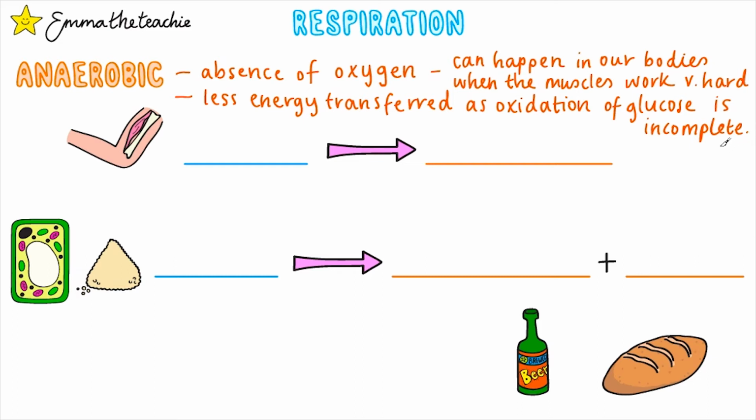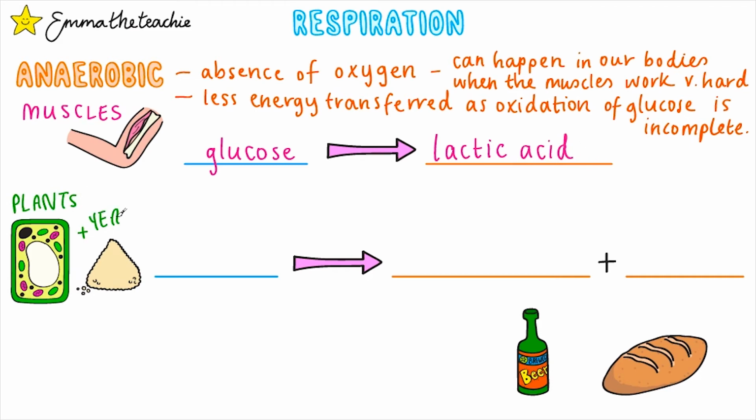Here's the word equation for anaerobic respiration in the muscles of animals. Glucose is broken down to give us lactic acid, and a small amount of energy is released. Anaerobic respiration in plant and yeast cells produces different products, so here's the word equation for it. Glucose breaks down to give carbon dioxide plus ethanol.